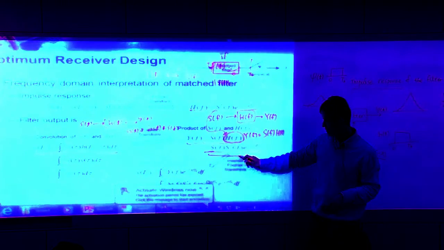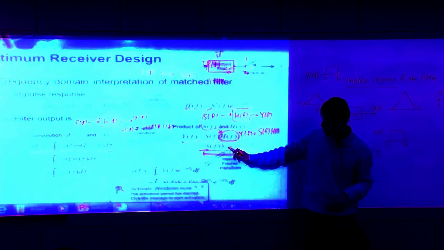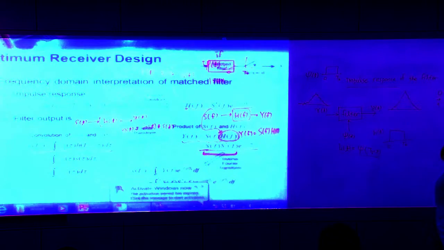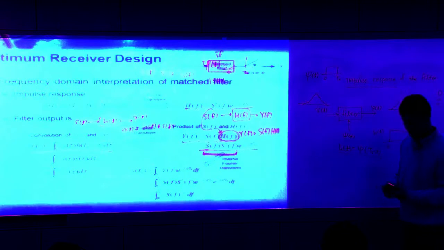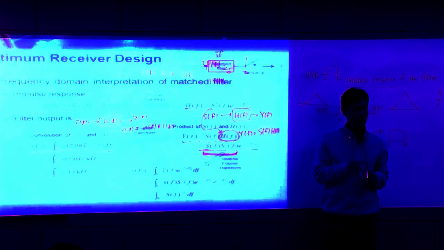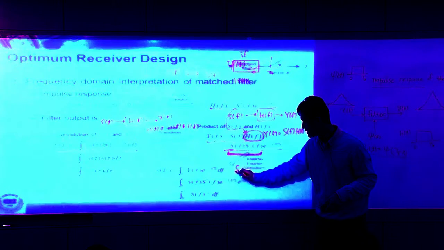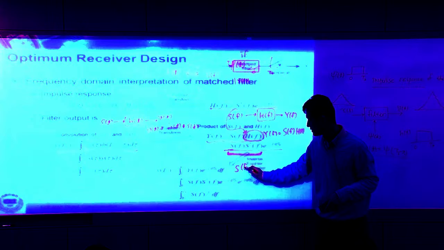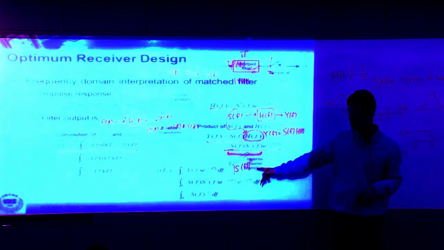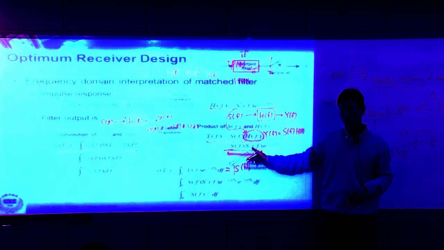What is this part? S(f) times S complex conjugate of f. What is this? This part is the energy of your input. Why is that? This one is the same as |S(f)| squared, because we have S(f) times S(f) complex conjugate. So this is a square.